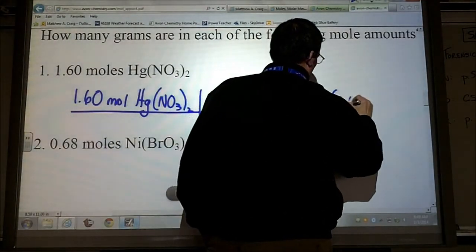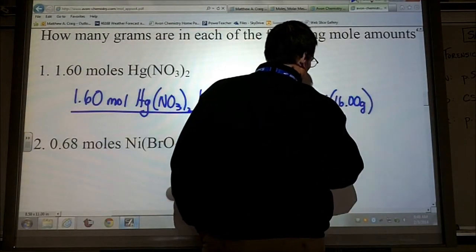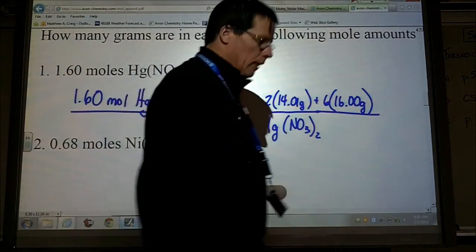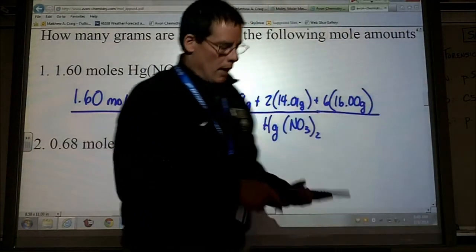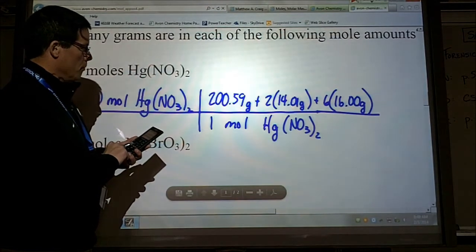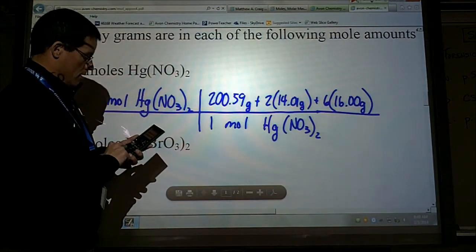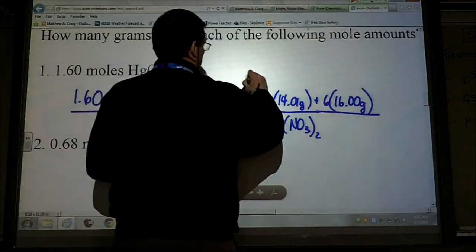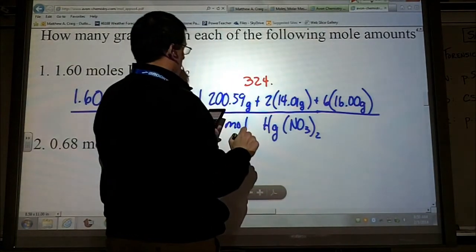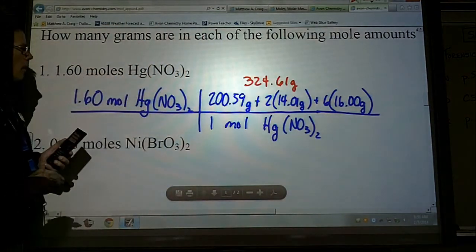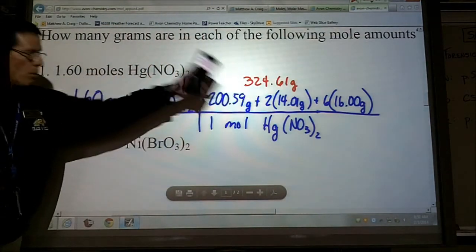So 16. Now, what I like to do is find out what this molar mass is first, just at the beginning, just to make sure, and then use that number in my calculator. Okay, so let me do this, 200.99. So my molar mass for this is 324, and again, I don't want to round that number. Anybody else get that number that cares? Okay, and then I'll take that number, which is in my calculator.